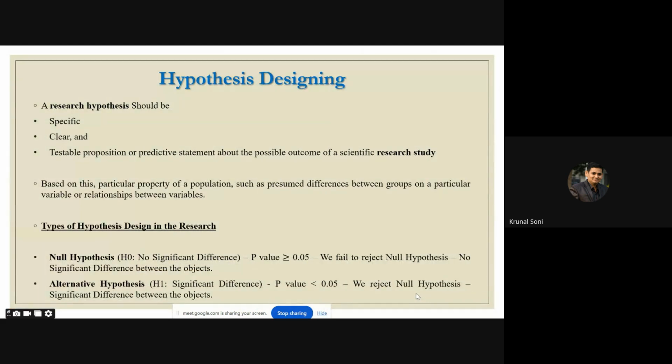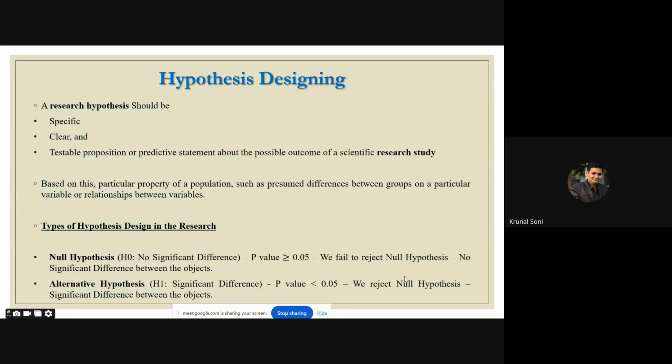So hypothesis design is basically depending upon the objectives that we have framed. We have to design the hypothesis. Okay. So hypothesis can be classified into null and alternative. Null hypothesis basically starts with no, and alternative hypothesis always starts with a positive statement. So no difference, and there is a difference.